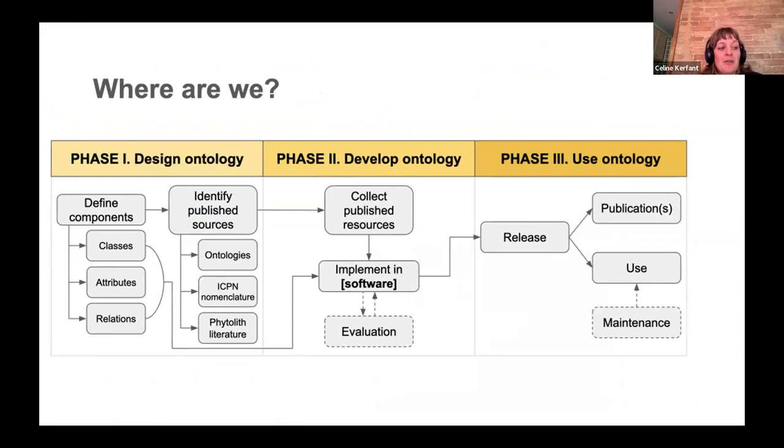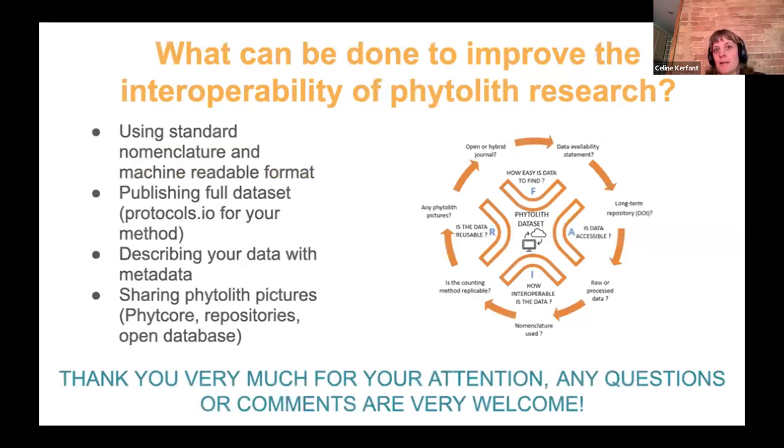We are really only at the beginning of this adventure. Phase one aims at designing them. It is exactly where we are. And if we agree on these structures, we will move on to phase two, which is more about developing the ontology by integrating the published resources and by implementing all this data within the software. This step, of course, requires an evaluation and agreement. And phase three describes the use of the ontology by users. It is necessary to think about the maintenance of the ontology because we have to consider it more as living knowledge that needs to be updated frequently.